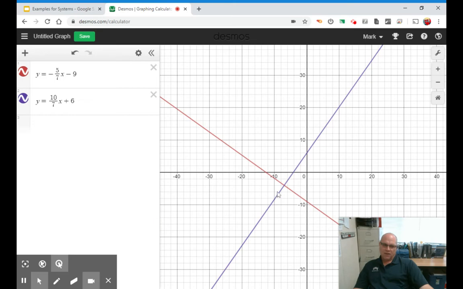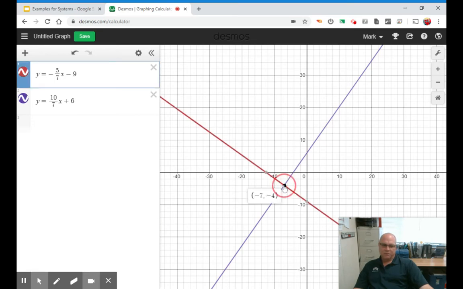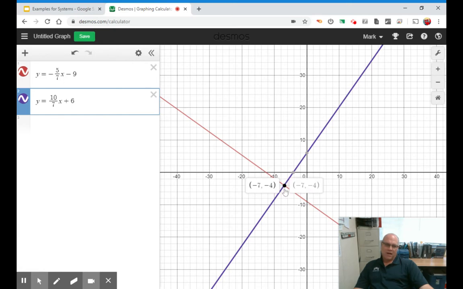All right, it looks like our solution for this system, you should have got (-7, -4). So again, the red line, negative slope, you see it's decreasing. The purple line is the 10/7, so that's a little bit bigger than 1, so it is increasing. It gives you the y-intercept, so there's the (0, 6), you can see that. The y-intercept on the red line was (0, -9), you can see that point there on the graph. But again, our answer to the system is (-7, -4).